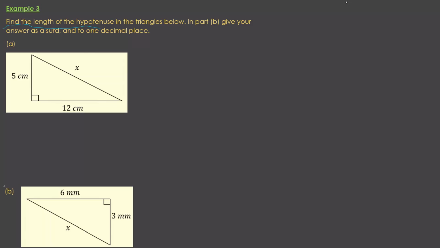Find the length of the hypotenuse in the triangles below. In part B, give your answer as a surd and to 1 decimal place. We'll deal with that when we come to it. Remember, we're using Pythagoras' theorem.